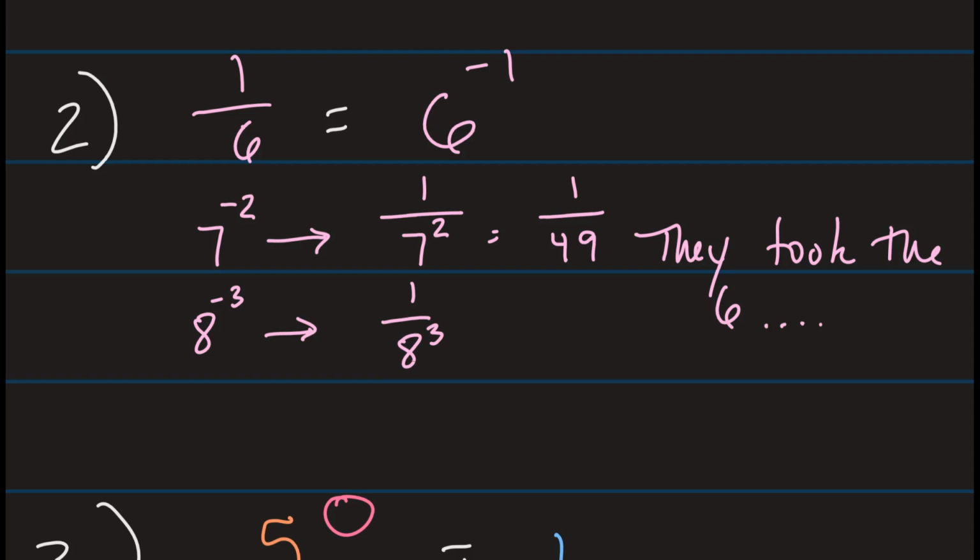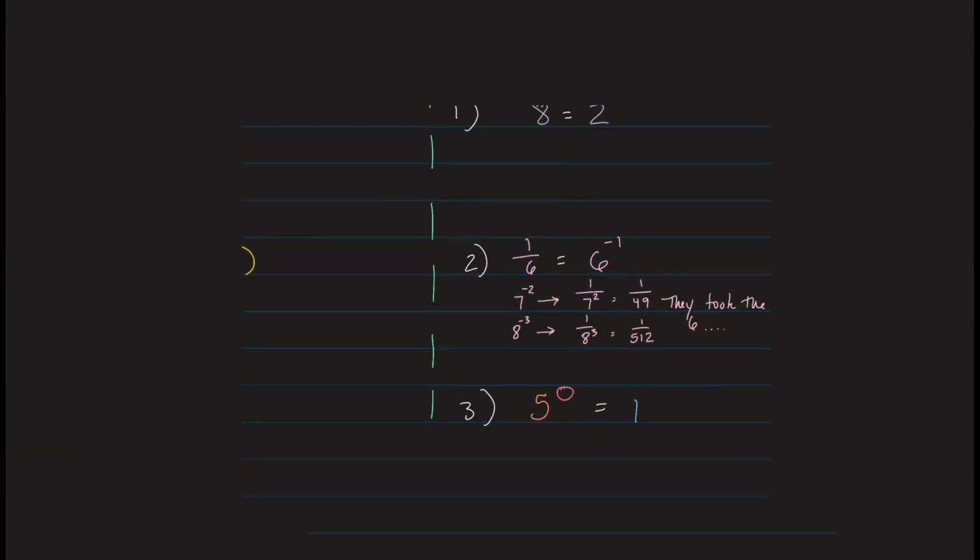So now this is 8 raised to the power of 3. 8 times 8 is 64, and 64 times another 8 is 512. So this is actually 1 over 512. So that's just a little side piece of information about exponents.